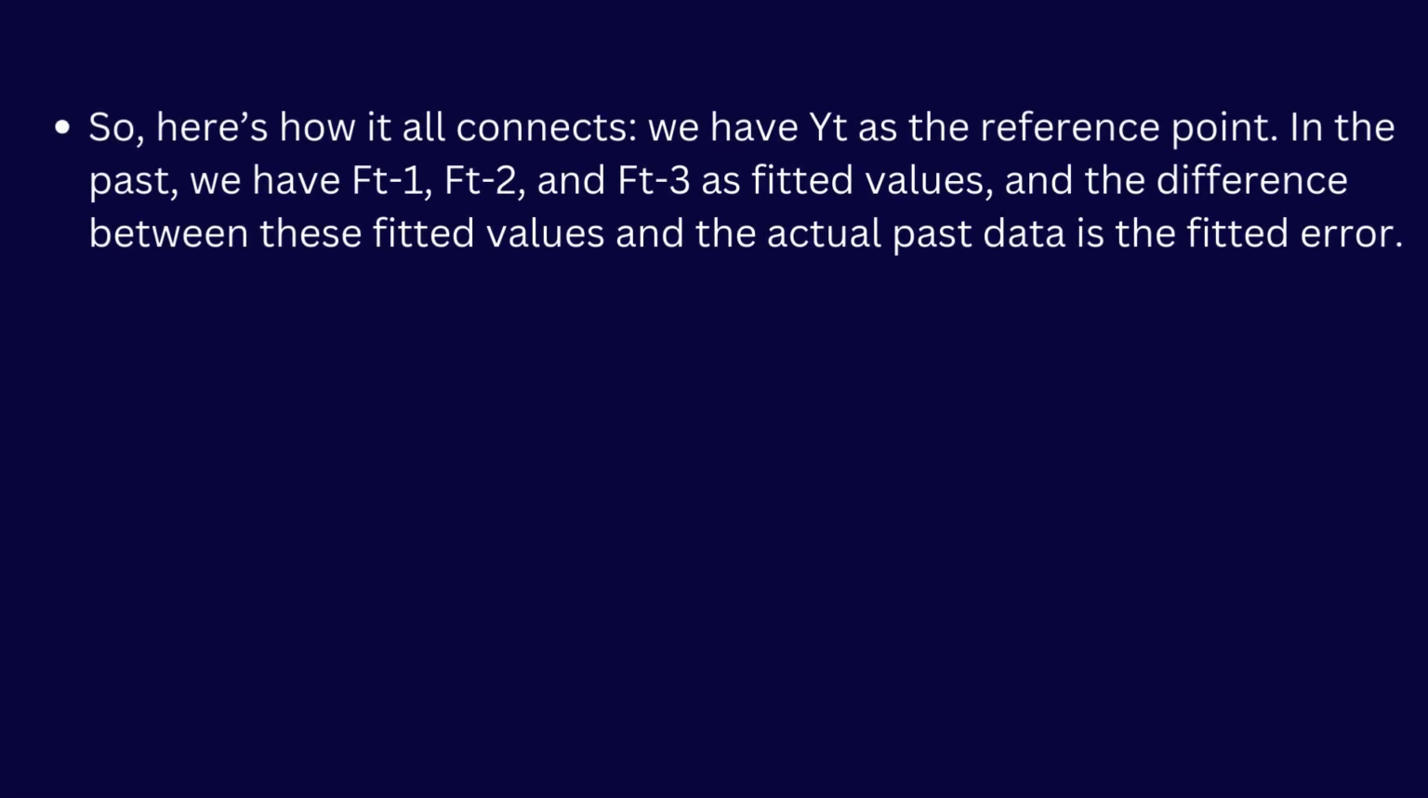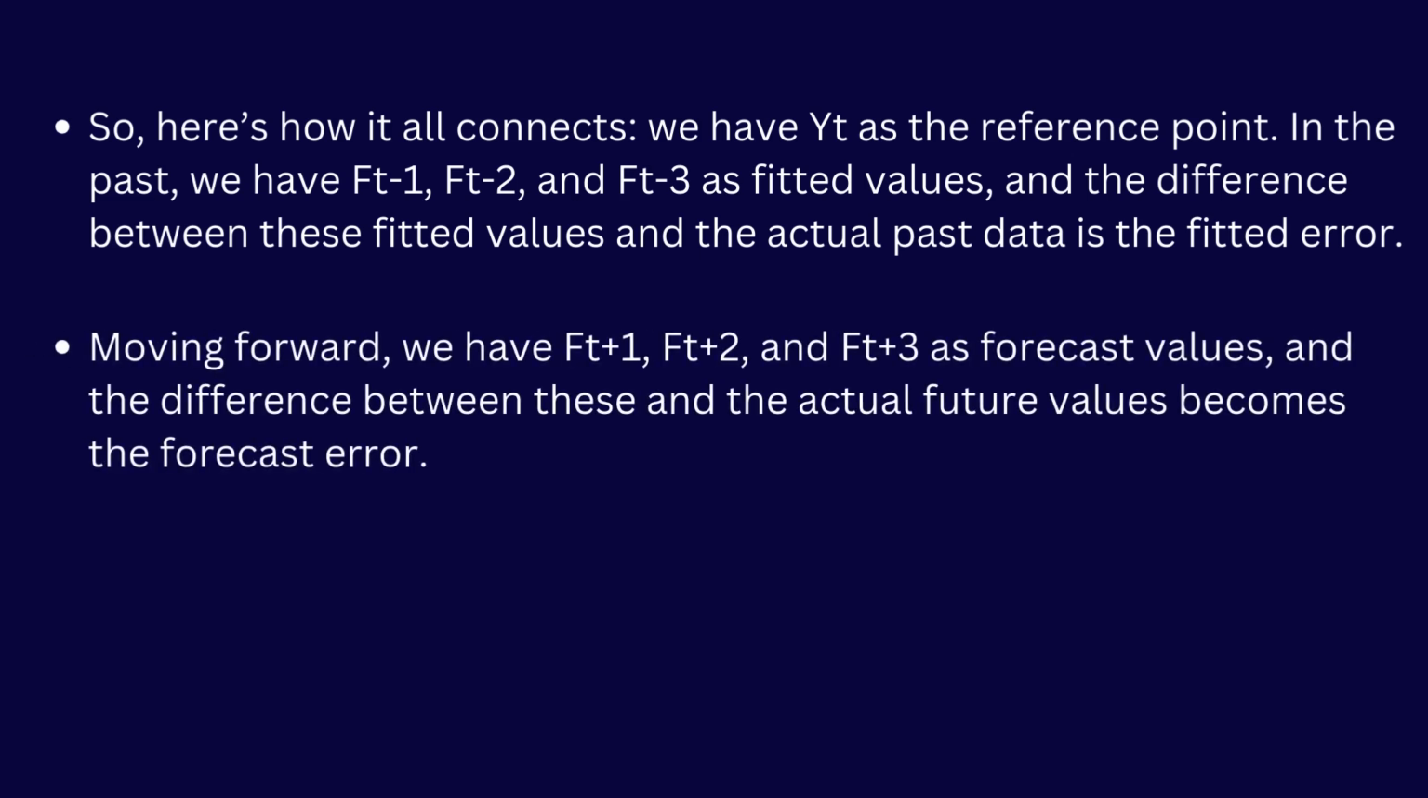So here's how it all connects. We have Yt as the reference point. In the past, we have Ft-1, Ft-2, and Ft-3 as fitted values. And the difference between these fitted values and the actual past data is the fitted error. Moving forward, we have Ft+1, Ft+2, and Ft+3 as forecast values. And the difference between these and the actual future values becomes the forecast error.